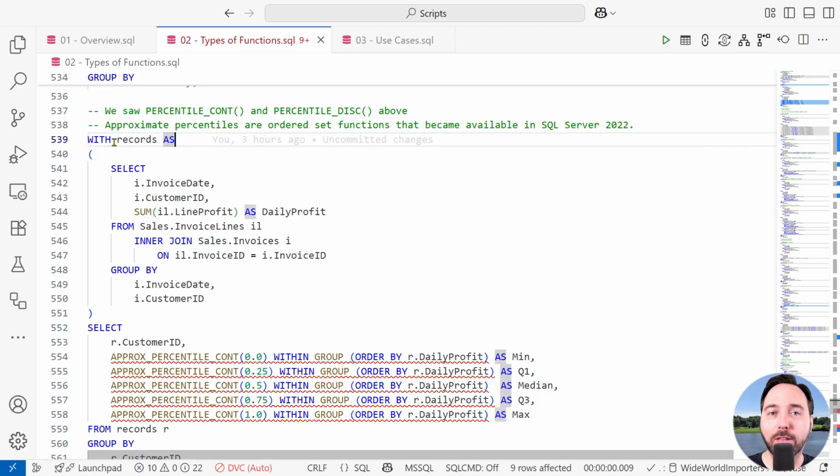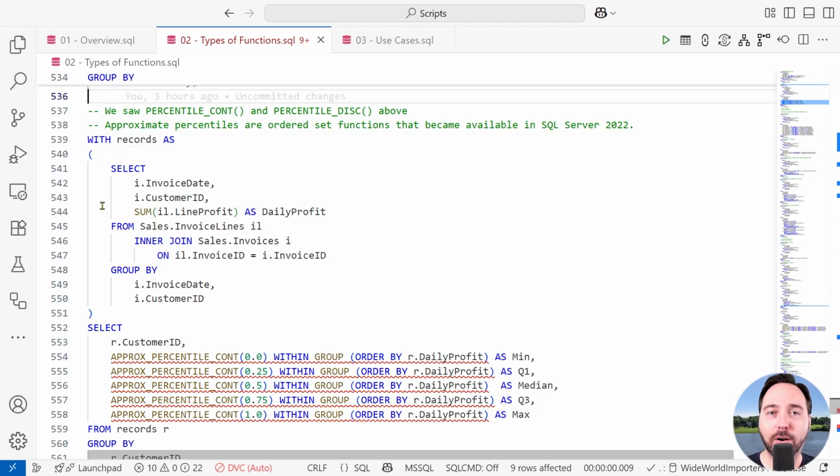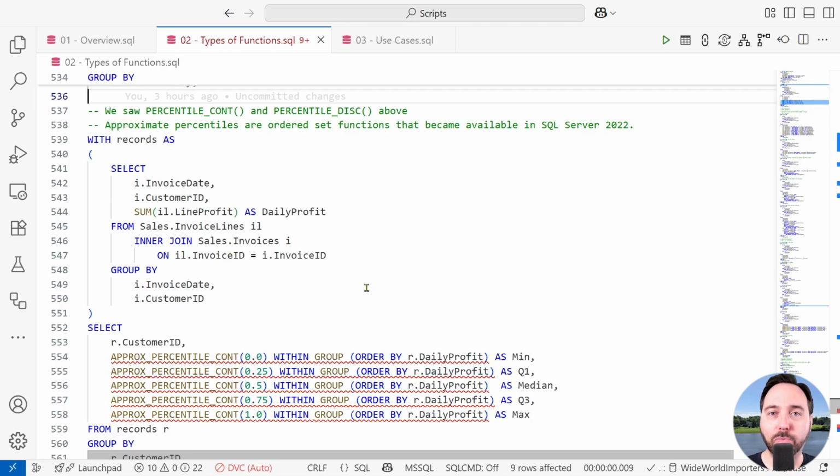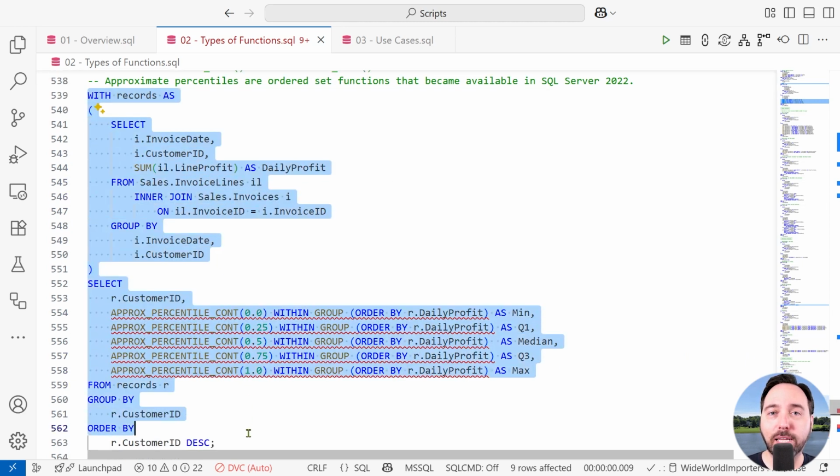Here's an example of how to use approximate percentiles in a query. Note that these are not window functions, as there is no OVER clause. We only have the WITHIN GROUP, indicating that these are ordered set functions. Approximate percentiles run approximately 2 orders of magnitude faster than precise calculations, and there are some guarantees around how close the middle ranges of data are.